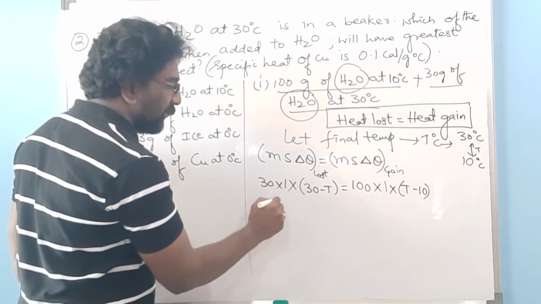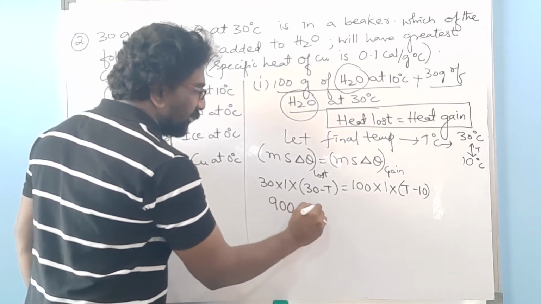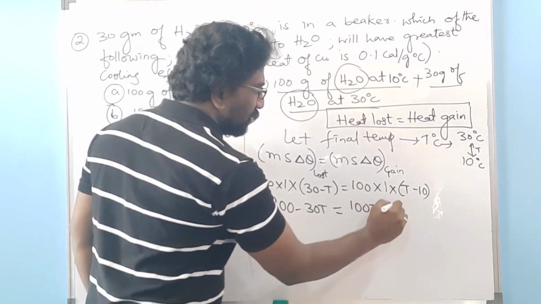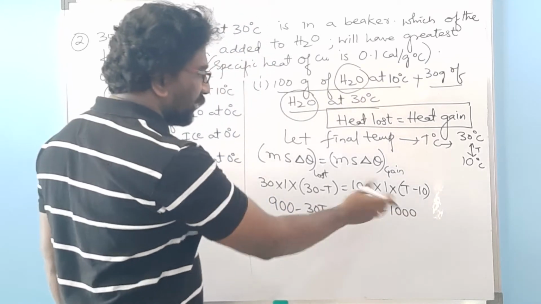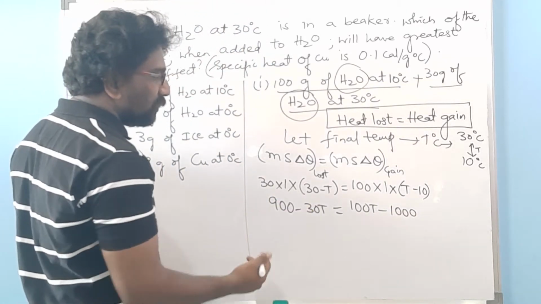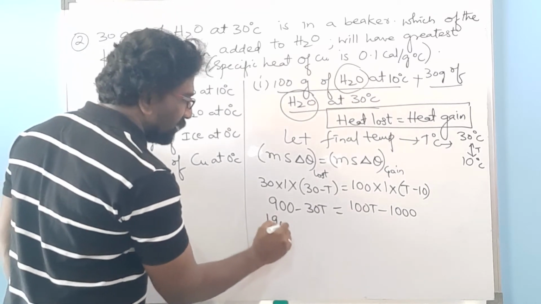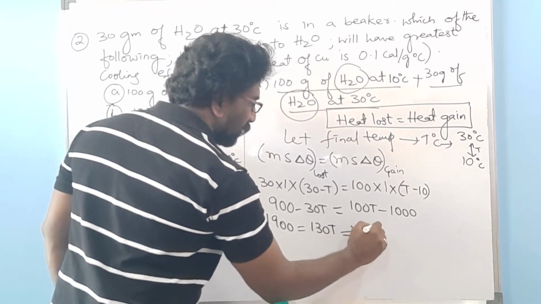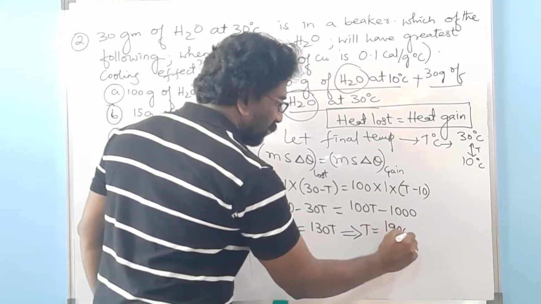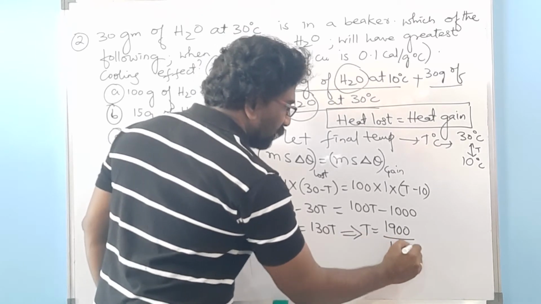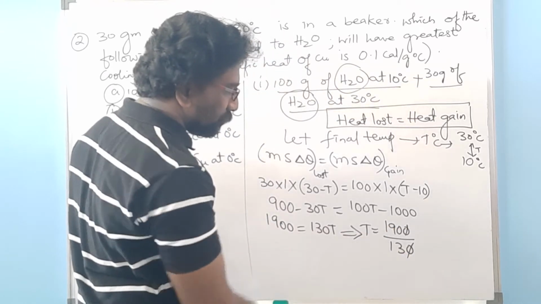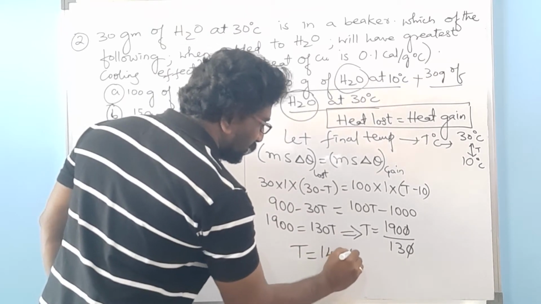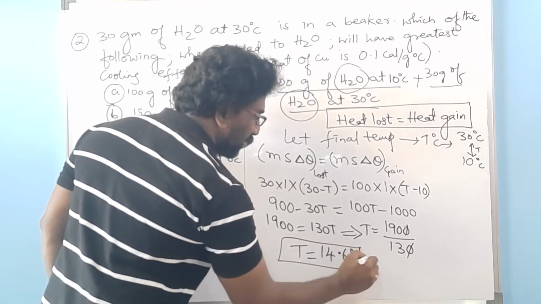So it is 30 into 30, 900 minus 30T is equal to 100T minus 1000. Now you just interchange these terms. This becomes 1900 is equal to 130T. So T is equal to 1900 divided by 130. The zeros will get cancelled. If you simplify this, you will get 14.6 degrees Celsius.